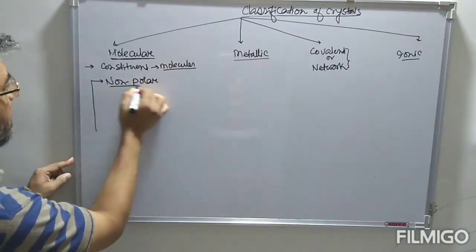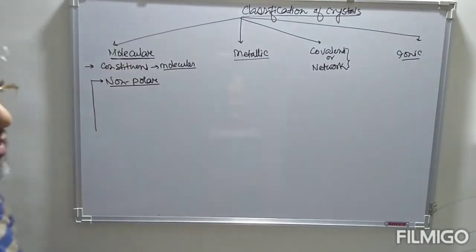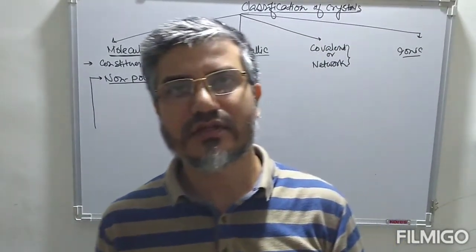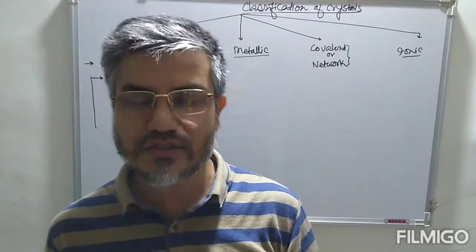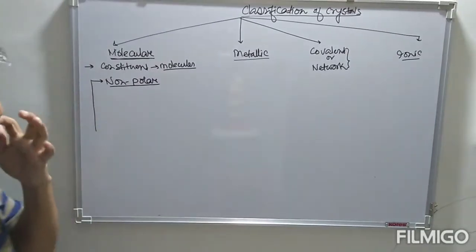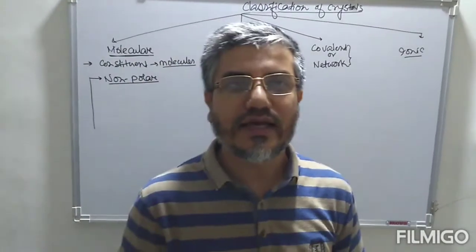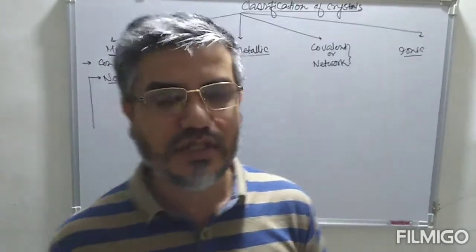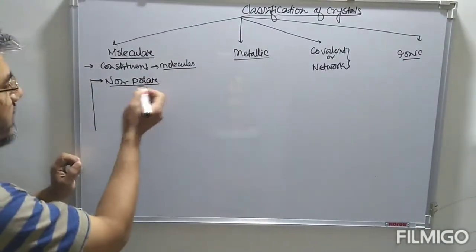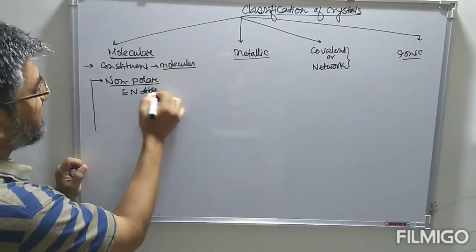First category of molecular crystals is non-polar molecular crystals. Now look at this, we are saying non-polar. That means the electronegativity difference between the components of the molecules will be zero. If the electronegativity difference is zero, then we say the molecule is a non-polar molecule. So in case of non-polar molecules, the attractive force between the components will be weak van der Waals force, which is known as London dispersion force. So here electronegativity difference is zero.